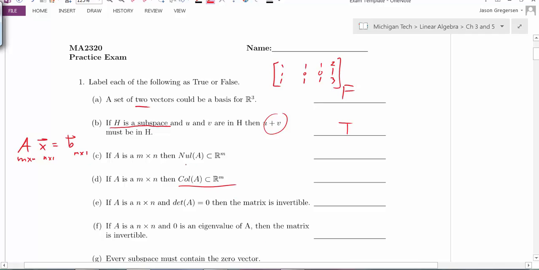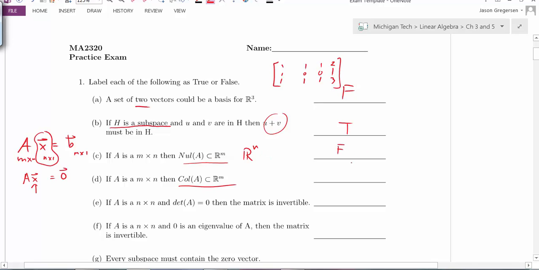Now, what is the null space of A? The null space is the set of all x's such that Ax equals 0. So out of all of the possible inputs, it's just the ones that map to 0. But just to be able to input it into this equation, it has to be an n by 1 vector. Therefore, the null space is a subset of Rn. So this first one would be false.